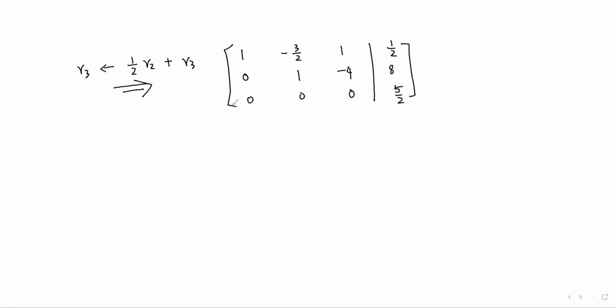Forward elimination is done because the matrix is in upper triangular form.